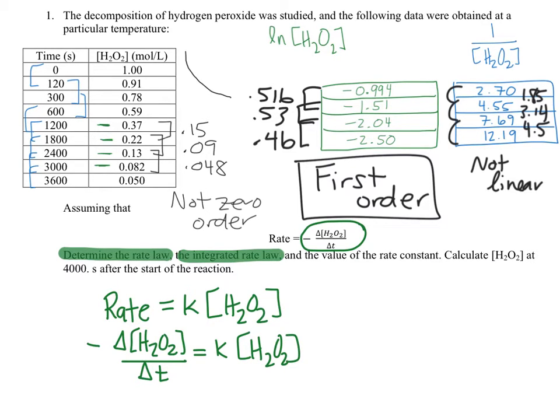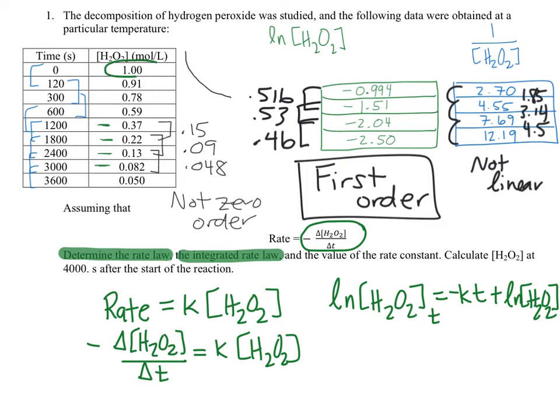On the AP exam, you could derive the integrated rate law if you want to, but it's not necessary. You can just derive it or use the one that's on the equation sheet. The first order integrated rate law starts with the natural log of the concentration at a particular time. This will be your y value, with a negative kt for the slope part, plus the natural log of the initial hydrogen peroxide concentration. Luckily for us later, we'll see that the original concentration is 1 molar, which is going to make our calculations easier.